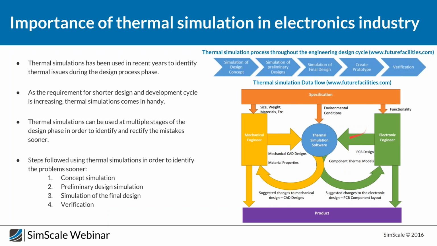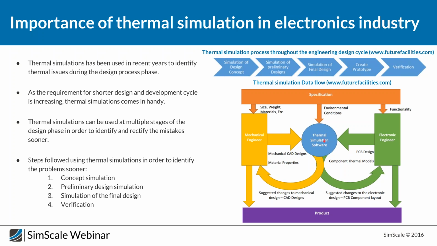On the right side is a good data flow which shows how thermal simulation helps you in thermal industries, for example, the electronic industry here. So for example, you have a specification. In the specification, you design size, weight, and materials. You give this to the mechanical engineer, and the mechanical engineer decides how the size, weight, and material, which are the basic properties, form the basic input to the simulation.